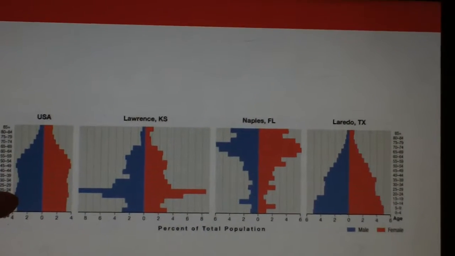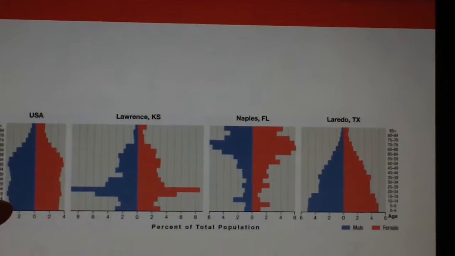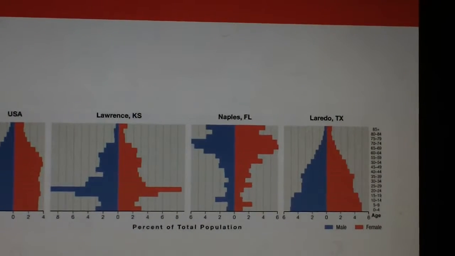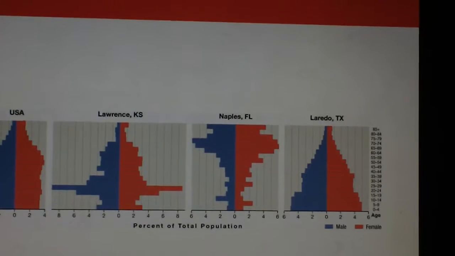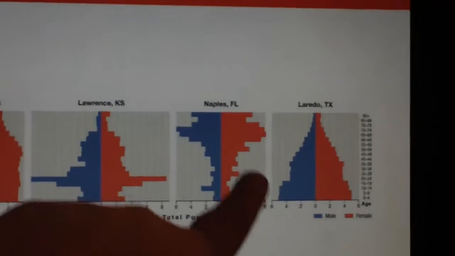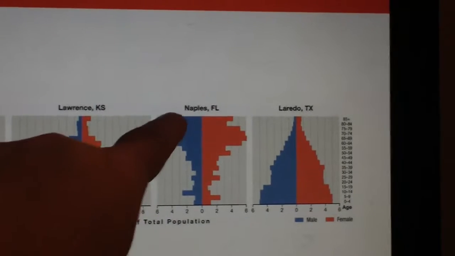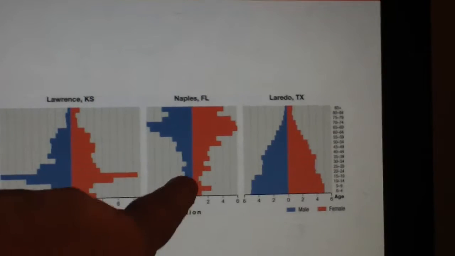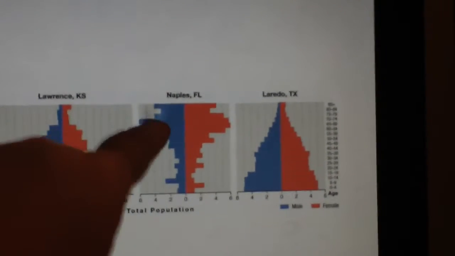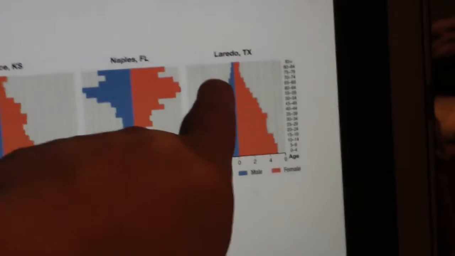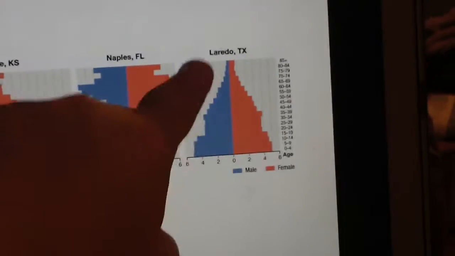So, below the age of 14, all these people are dependents. And above the age of 65, all these people are dependents. So the higher that number, for example, look right here. Look at how many people in Naples, Florida are dependents. They have fewer kiddos, but they have more elderly. Then in Laredo, they have tons of kids, fewer elderly. So you're balancing that out.